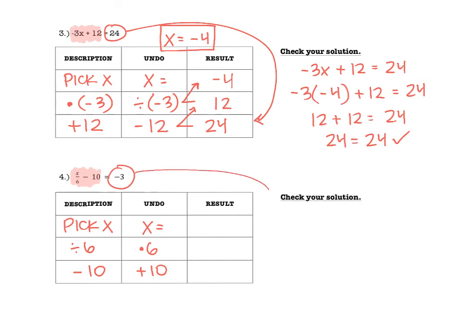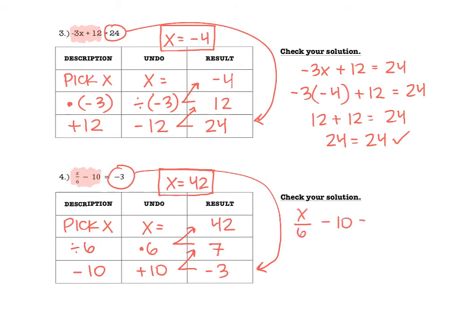So we're going to take that negative 3, we're going to bring it down to the bottom. Negative 3 plus 10 is 7, and 7 times 6 is 42. So we think our answer is x equals 42, but we're going to check it. So we have x over 6 minus 10 equals negative 3. I'm going to plug in 42.